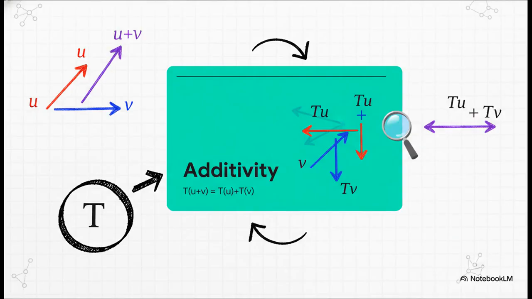So let's think of our data points as vectors, arrows pointing from the origin to their spot on the grid. Additivity basically means it doesn't matter what order you do things in. You can add two vectors together first and then apply the transformation to the result, or you can transform each vector all by itself and then add those results together. You get the exact same answer either way.